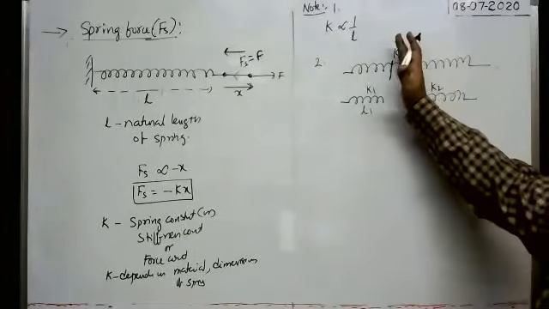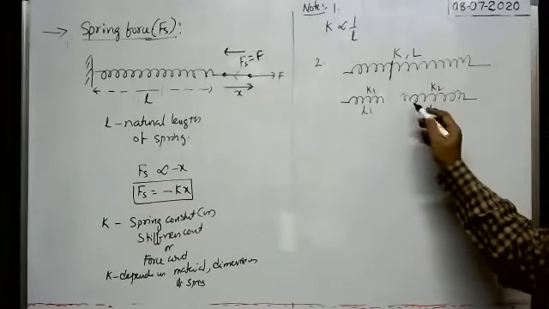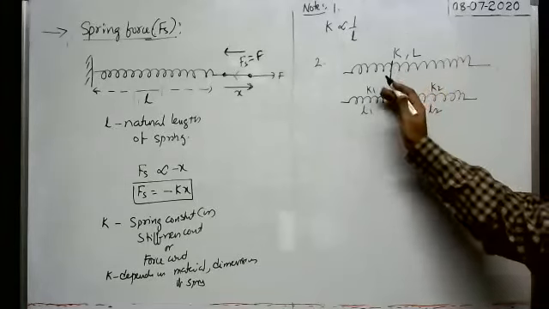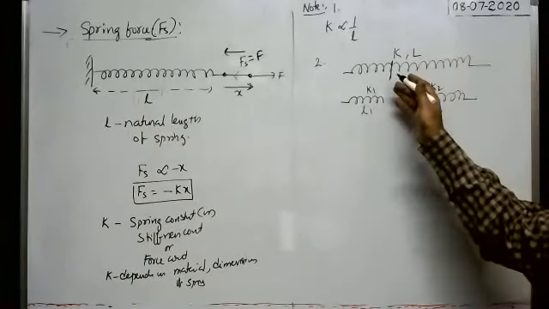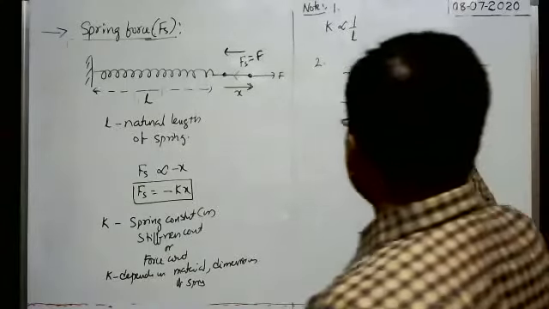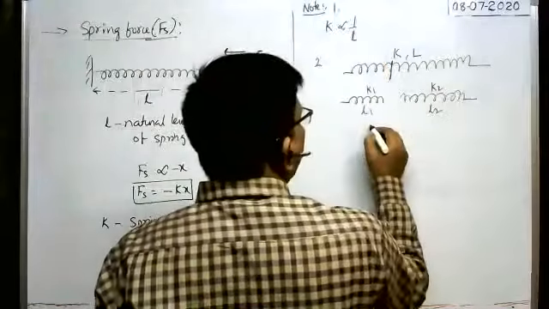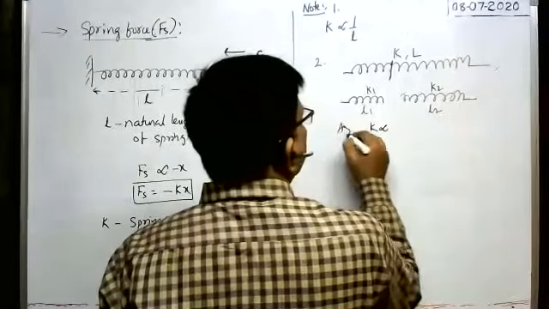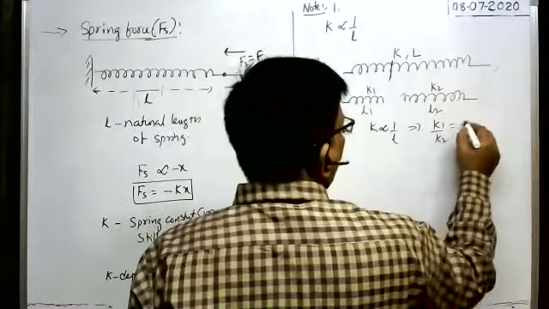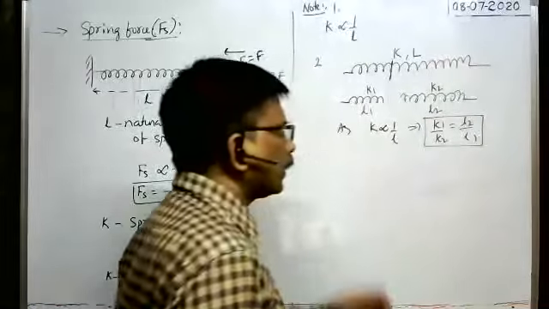The given spring is divided into two parts so that the lengths of the two parts are L1 and L2. As the length is decreased, the length of this part being less than this one, definitely the spring constant changes. So K1, K2. Then what is the ratio between the spring constants of these two parts? As K is inversely proportional to L, K1 by K2 is equal to L2 by L1. This relation is very, very important.